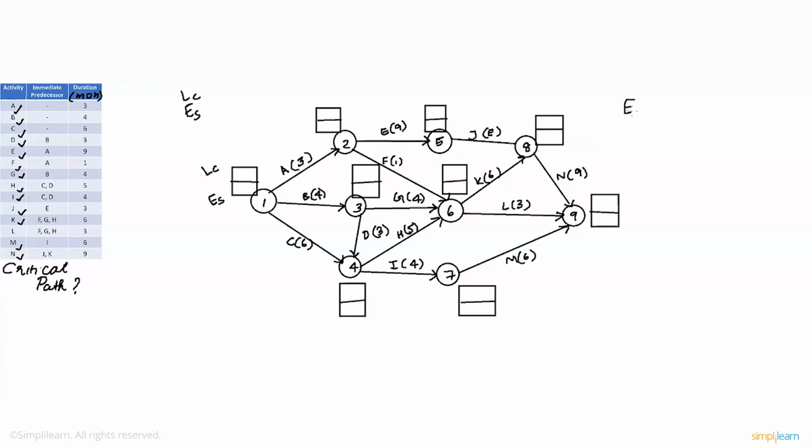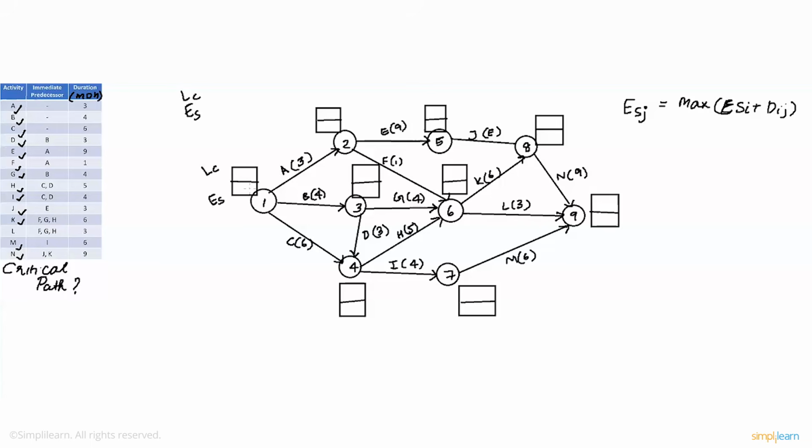So the formula is: earliest start time of the ending node is equal to the max of the earliest starting time of the starting node plus the distance between them. So let's see what we mean here.